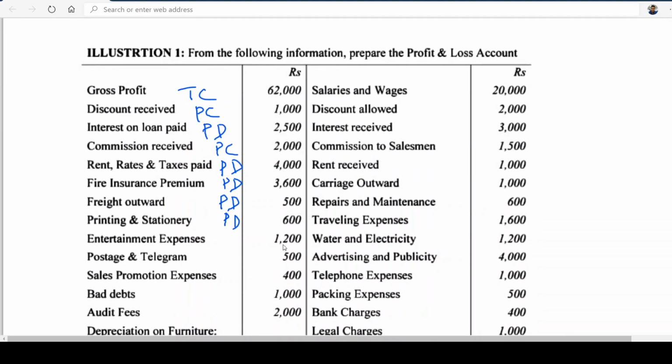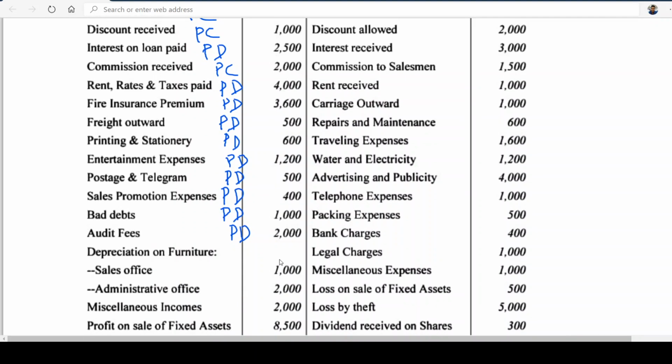Entertainment expenses: profit and loss account, debit side. Postage and telegram: profit and loss account, debit side. Sales promotion: profit and loss account, debit side. Bad debts: profit and loss account, debit side. Audit fees: profit and loss account, debit side. Depreciation on furniture, sales, office furniture.